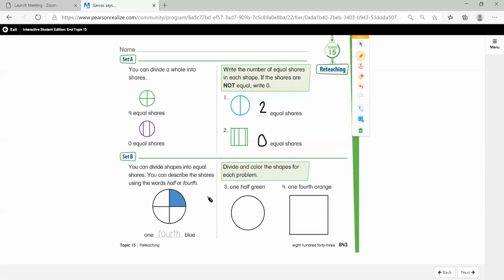Number 3 says divide and color the shapes for each problem. 1/2 green. First, I need to think about my word half. I know that when I'm looking for half of a shape, I'm going to split it into 2 equal pieces. So I'm going to go ahead and draw my line down the center of my circle. 1/2 should be green. So you should have colored one of your 2 pieces green.